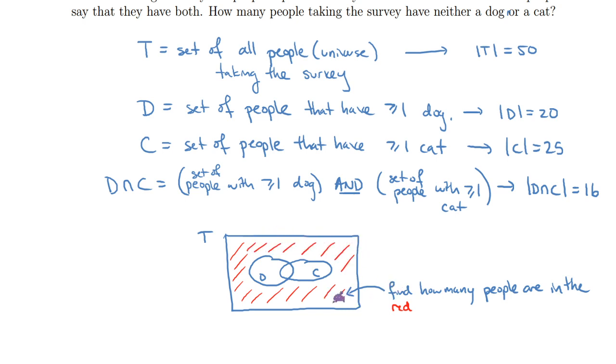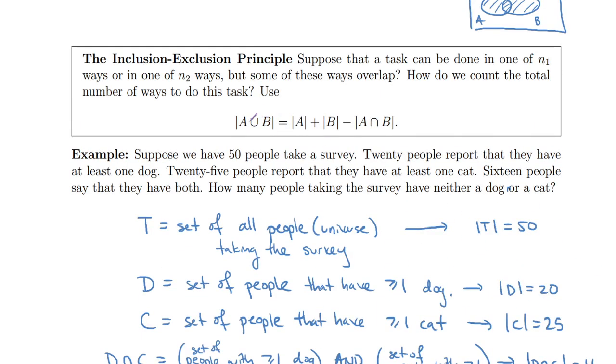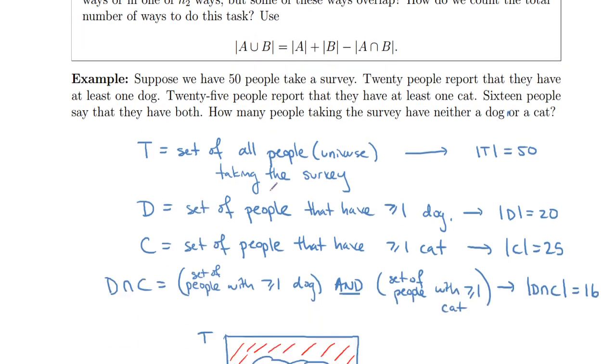Okay, so someone in this set would be people that took the survey in T that are not in the union of these, right? Is in one or the other. Okay, not in that union. So what we can do is use this inclusion-exclusion principle to figure out how big that union actually is.